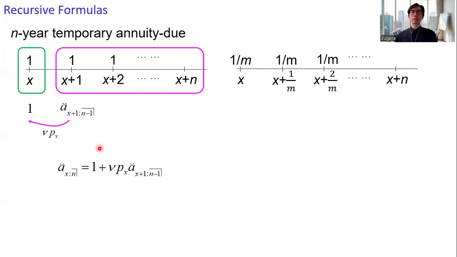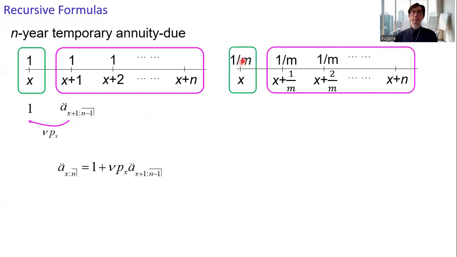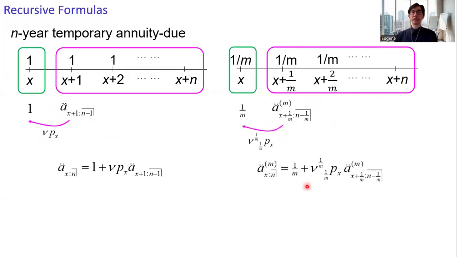For the mth case, similar argument. The first payment, 1 over m. And then if the individual survives to age x plus 1 over m, the actuarial present value of all these future payments is given by this. Discount back, we get the recursive formula for the mth case.